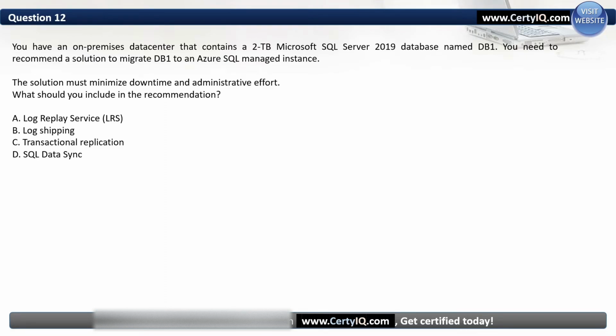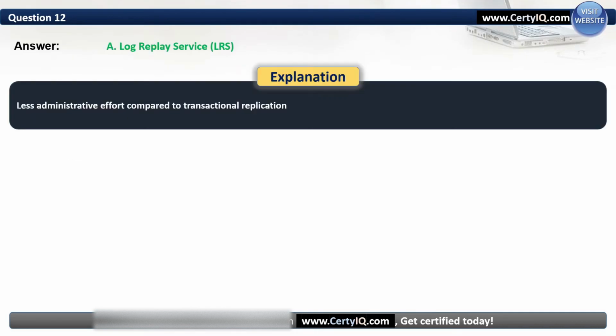Question 12. You have an on-premises data center that contains a 2 TB Microsoft SQL Server 2019 database named DB1. You need to recommend a solution to migrate DB1 to an Azure SQL managed instance. The solution must minimize downtime and administrative effort. What should you include in the recommendation? The correct option is A. Log replay service. Less administrative effort compared to transactional replication.